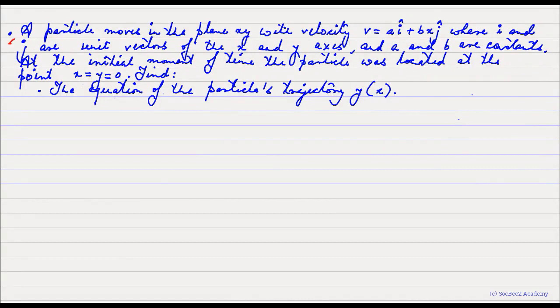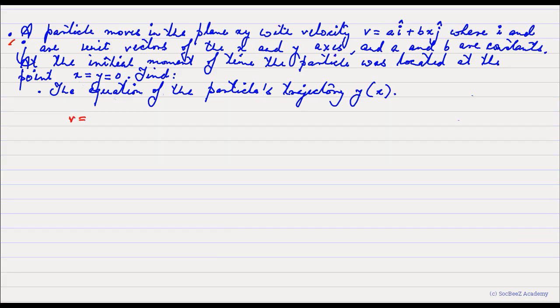Let us now move on to the next problem. Okay, a particle moves in the plane xy with horizontal velocity v equals a i cap plus bx j cap, where i and j are unit vectors of the x and y axis, and a and b are constants. At the initial moment of time, the particle was located at the point x equals y equals 0. Find the equation of the particle's trajectory y(x). Okay, fine. So in this problem I have been given that the velocity of the particle follows the equation a i cap plus bx j cap.